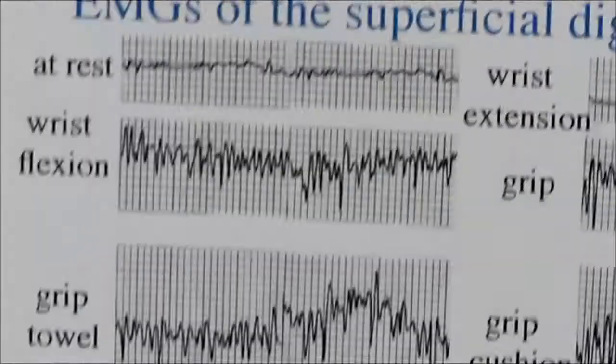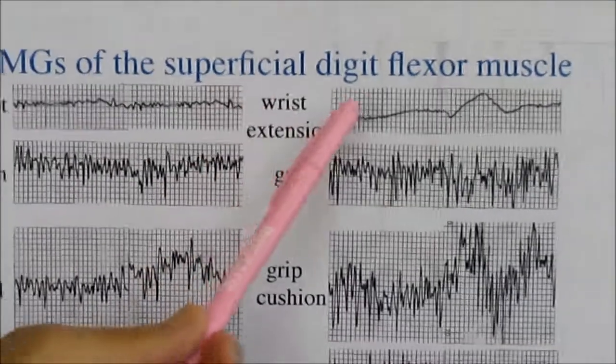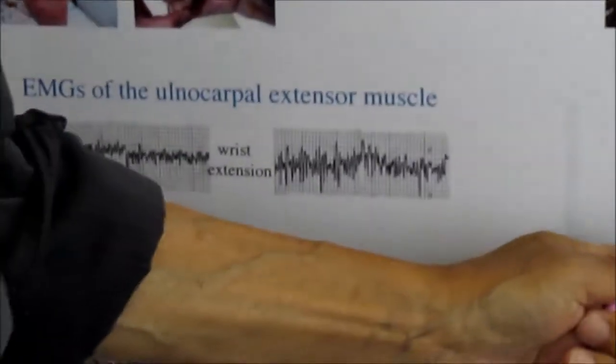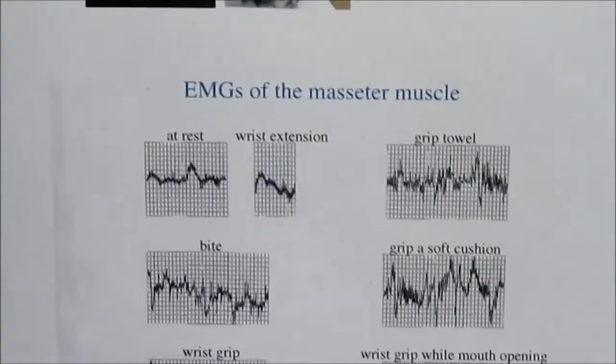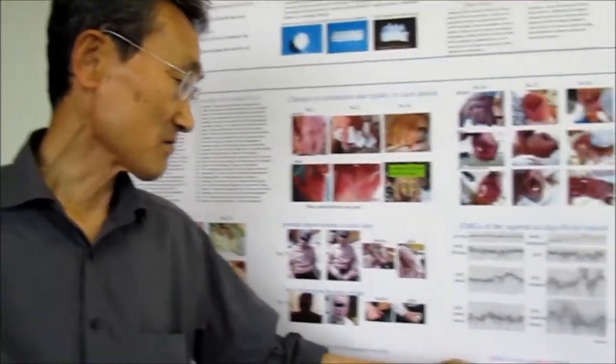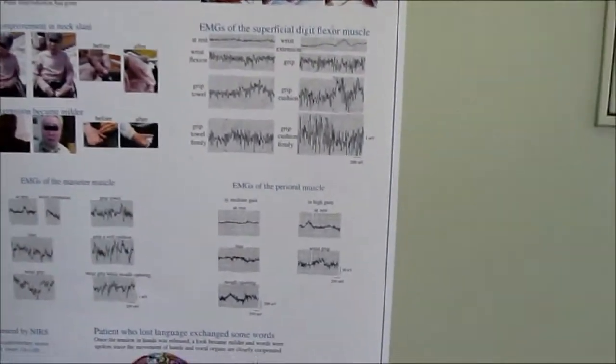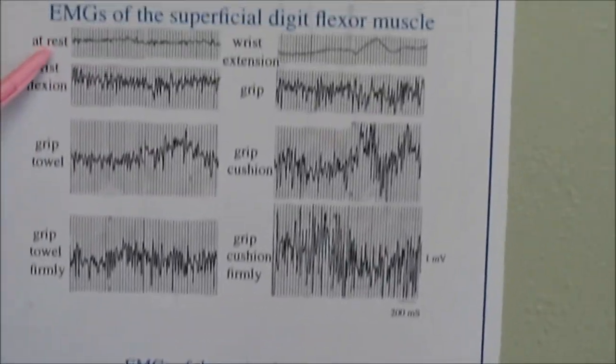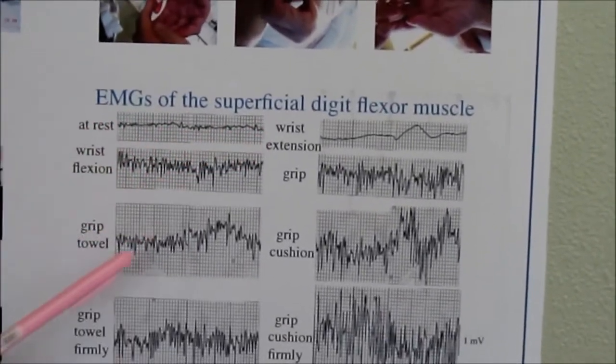So what happened in these muscle activities? We recorded from the hand flexor muscles, extensor muscles, and also the masseter muscles. I mean the bite. When we take food, we use the masseter muscles, and also the perioral muscles. In each case, the EMG activity increased compared to at rest.